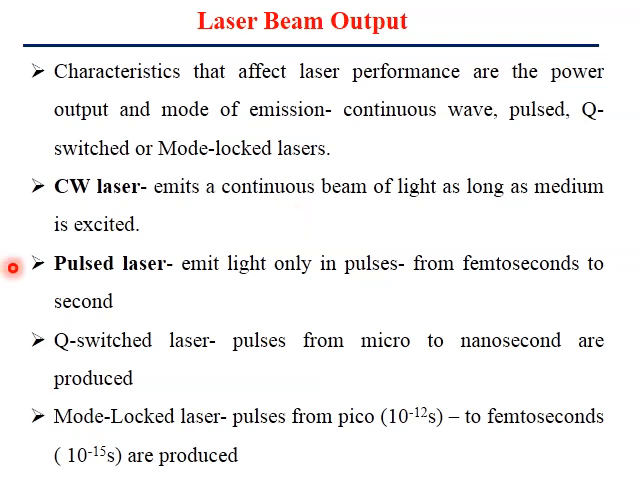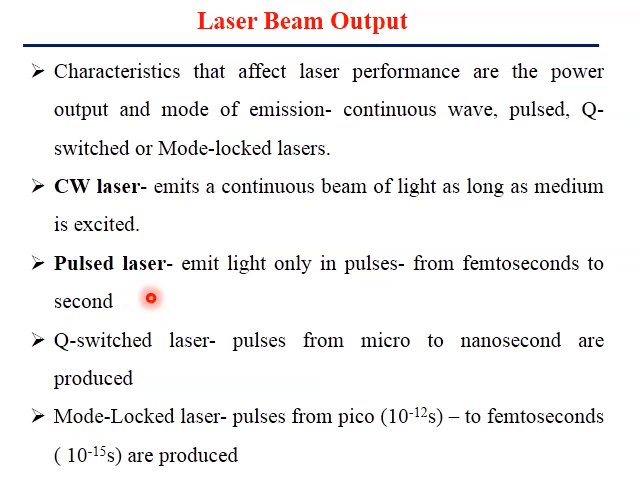Now, when we talk about a CW laser, what is it? A CW laser emits a continuous beam of light as long as the medium is excited. So it will continuously emit the beam of light, and it will be a very stable one.